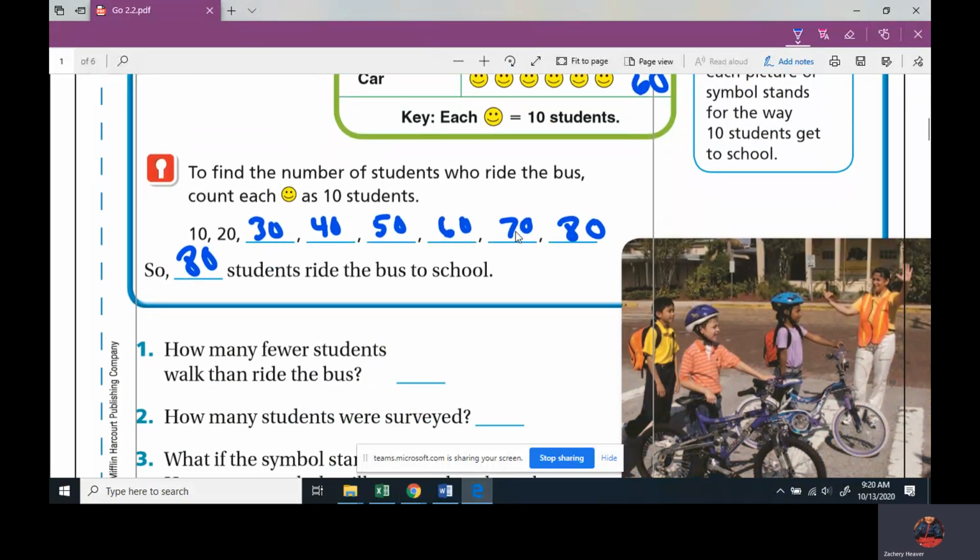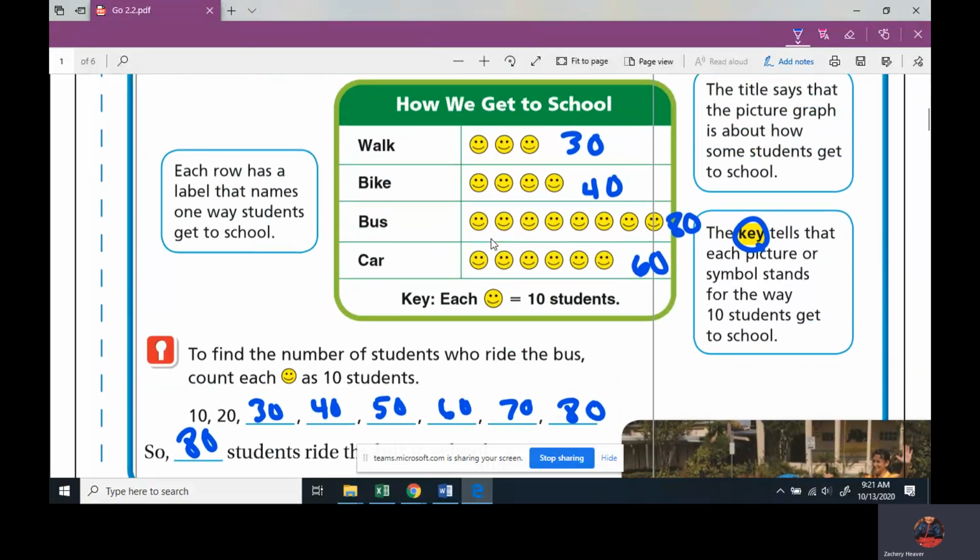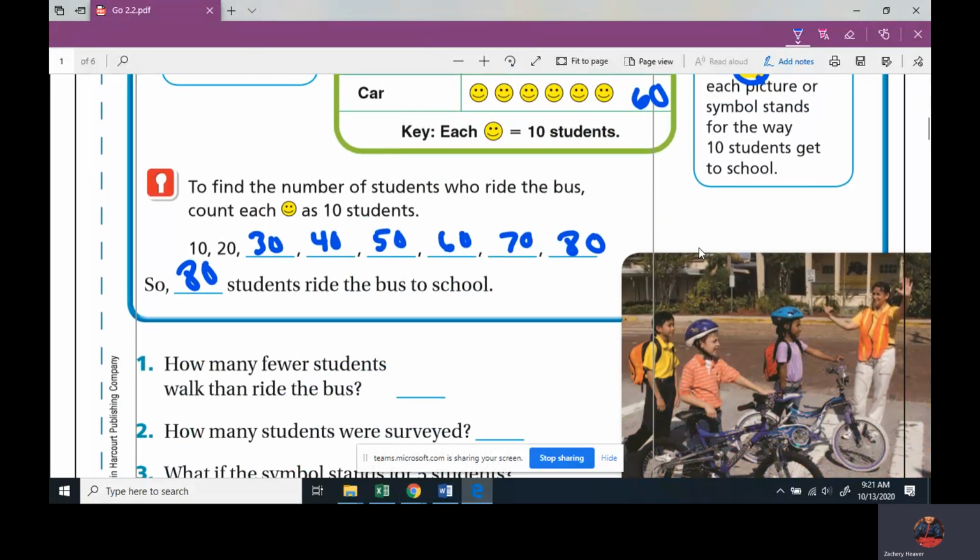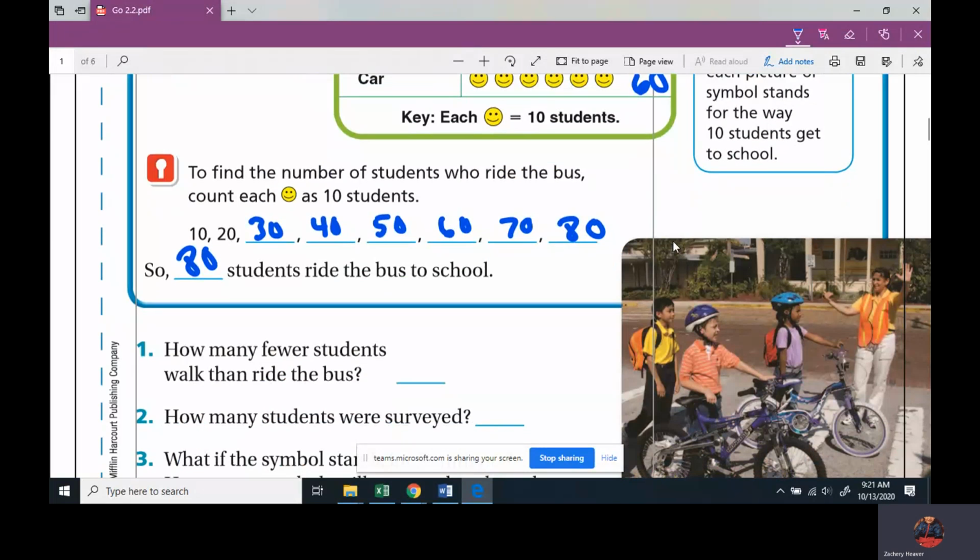How many fewer students walk than ride the bus? So let's look up here. How many students walk and how many students ride the bus? So we have 80 students that ride the bus. And how many students walk? Go ahead. So what's 80 minus 30, Caleb? 50.